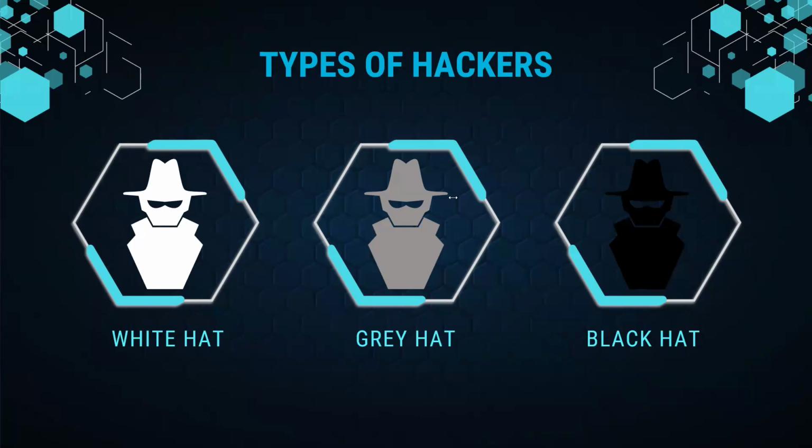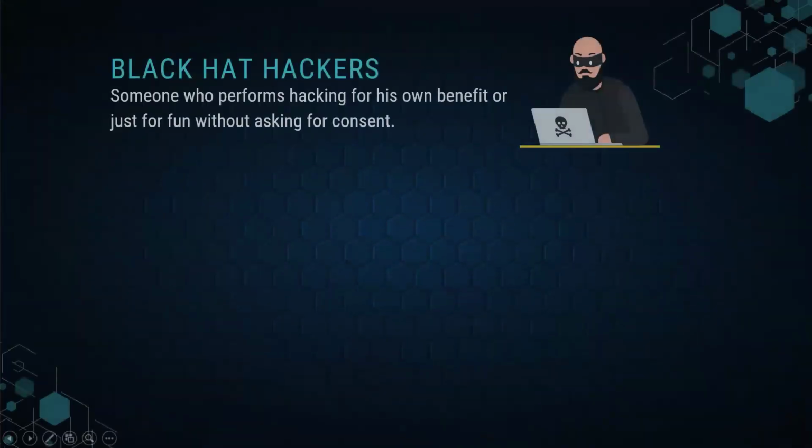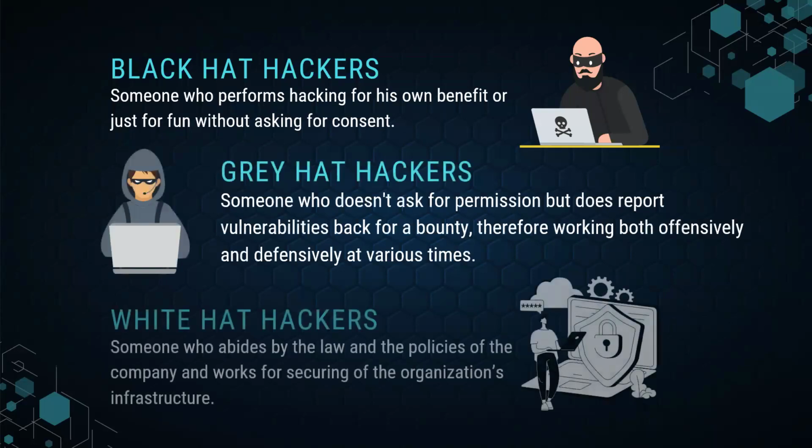Okay. So as mentioned, when you talk about types of hackers, there are three main categories: white hat hackers, gray hat hackers, and black hat hackers. When you talk about black hat hackers first, these are people who perform hacking for their own benefit or just for fun without asking for consent. And they are also commonly known as cyber criminals. On the other hand, you have the white hat hacker. White hat hackers are people who abide by the laws and policies of the organization, and they work hand in hand with the organization for securing the infrastructure. They try to prevent cyber threats from occurring, and they're also commonly known as ethical hackers or penetration testers.